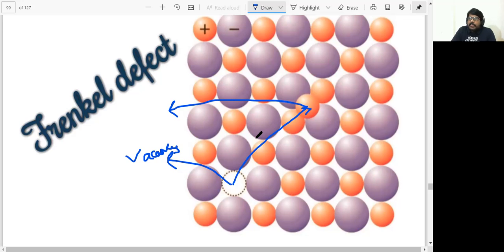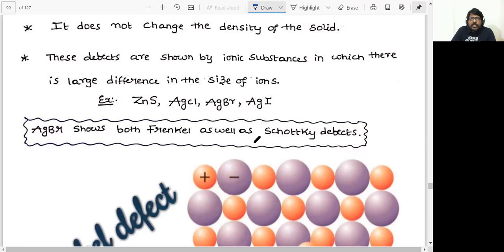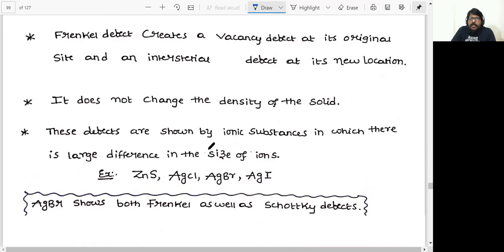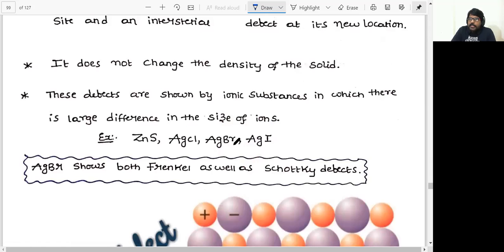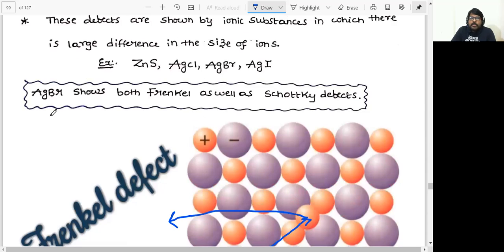Basically, in Frenkel defects there is migration of an ion from its original site to some other place, and it does not change the density of the solid. These are the examples which generally show Frenkel defects. A very important point, it was a previous JEE Mains question also: AgBr, silver bromide, shows both Frenkel and Schottky defects.